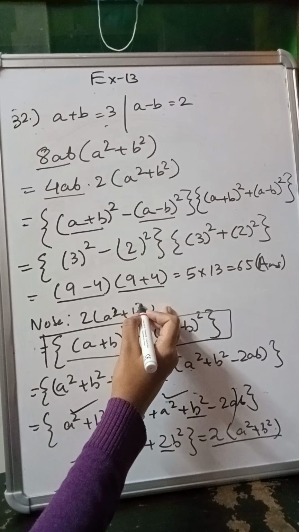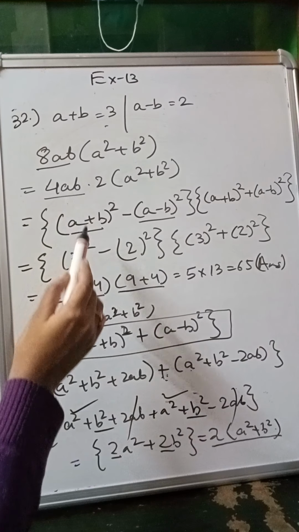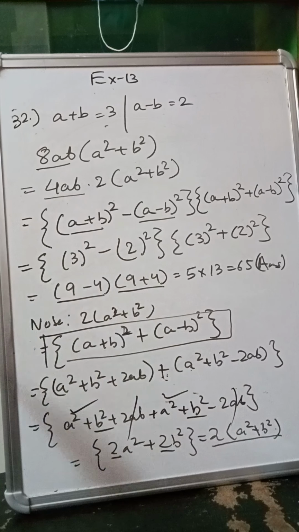You need to understand why instead of 4ab I am writing this, and why instead of 2 within bracket a square plus b square I am writing this. Okay, so practice this sum well. Okay, I hope this is clear.